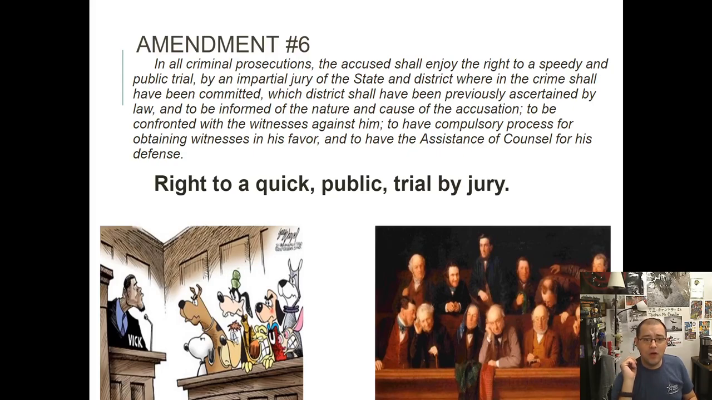It says, in all criminal prosecutions, the accused shall enjoy the right to a speedy and public trial by an impartial jury of the state and district wherein the crime shall have been committed, yada, yada, yada. And then it talks about witnesses and stuff, but that's really the big idea. Of course, obviously, for most of our nation's history, there's a segment of our population that did not receive a trial by an impartial jury, but, you know, there we go.